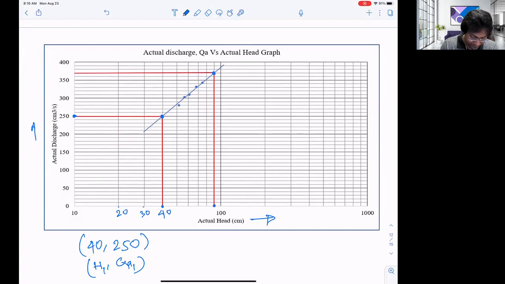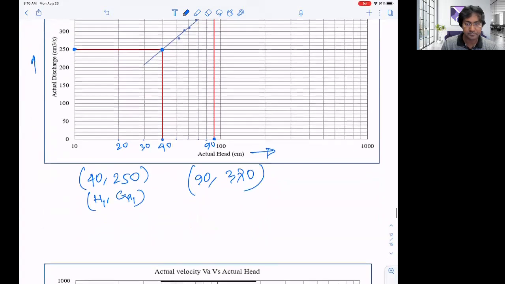And what will happen for this point? It is 40, 50, 60, 70, 80, 90. So that is 90. So the next point is 90, and what will be the value of this one? This is 350, that is 400, so that is 360 and 370. So that is 370. From these 2 points, we can calculate n.